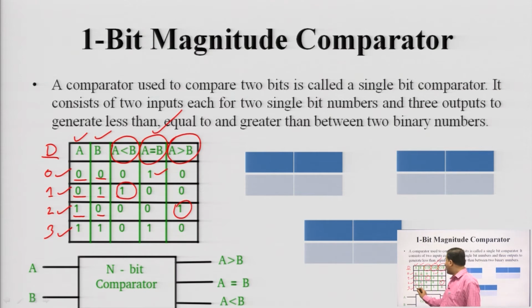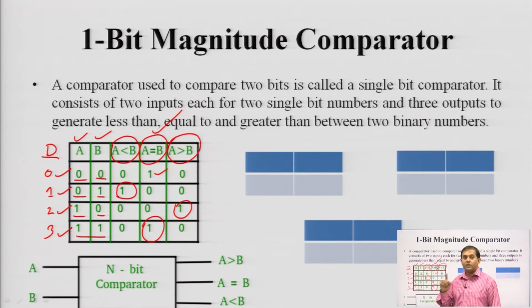And the last case, 1 1. Here A is also 1 and B is also 1. So, the equal condition is satisfied, and in A equal to B we put a 1. Is the truth table clear to all of you? Now, we are going to implement this using K map and we will get the minimized version.